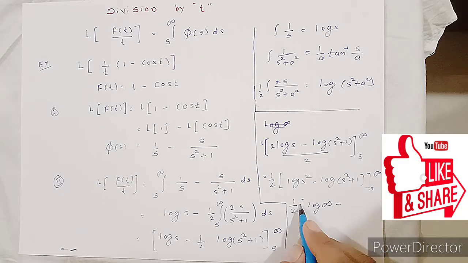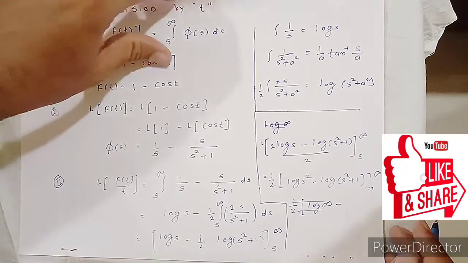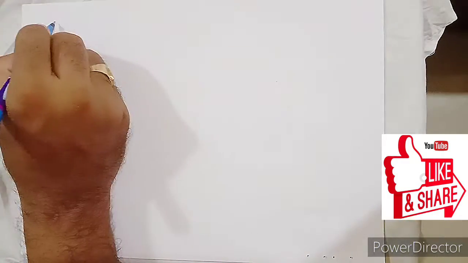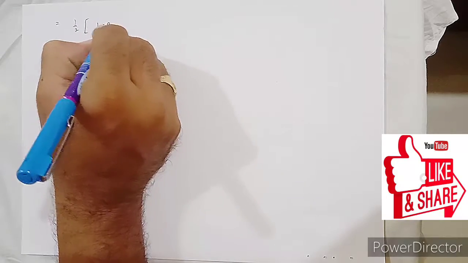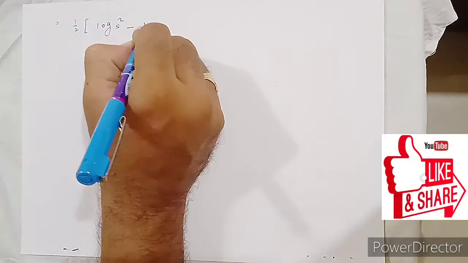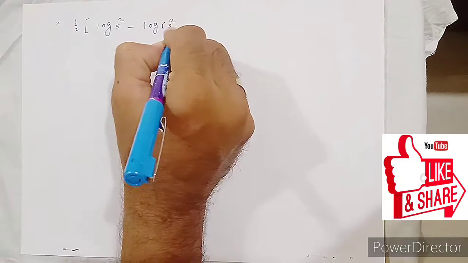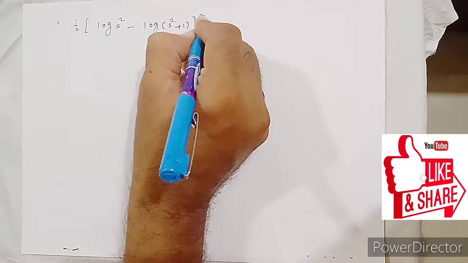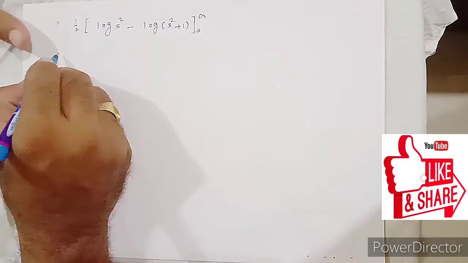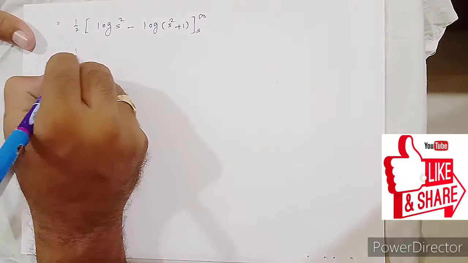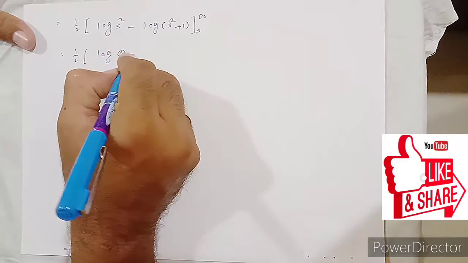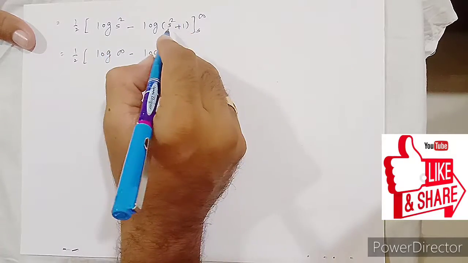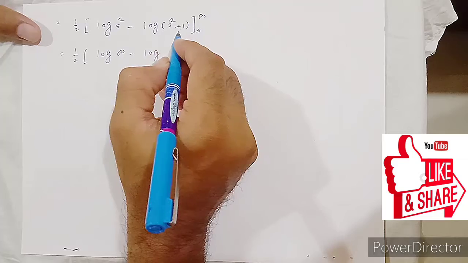Better way we use separate page here. Our last term is 1 upon 2 log s square minus log s square plus 1, s to infinity, right? Now put the limits. When first we put upper limit, that means 1 upon 2 log, what is the infinity square? Infinity only. Again we put upper limit here. Infinity square is again infinity.